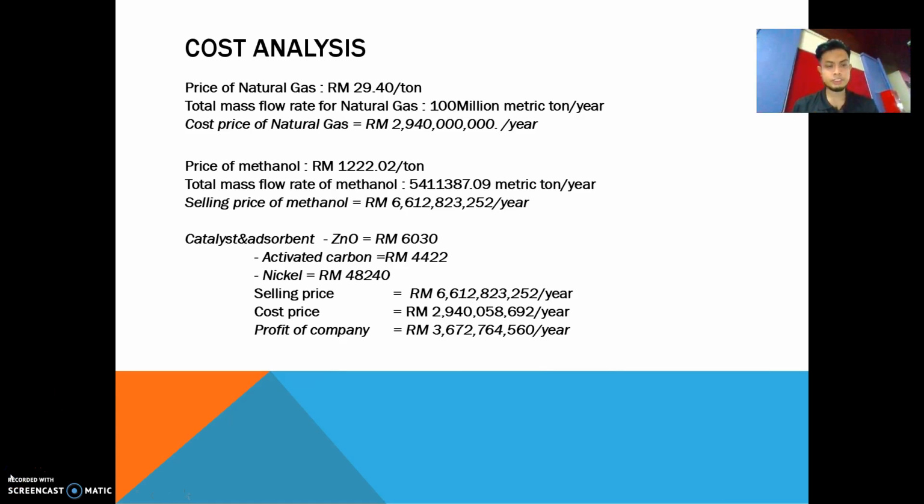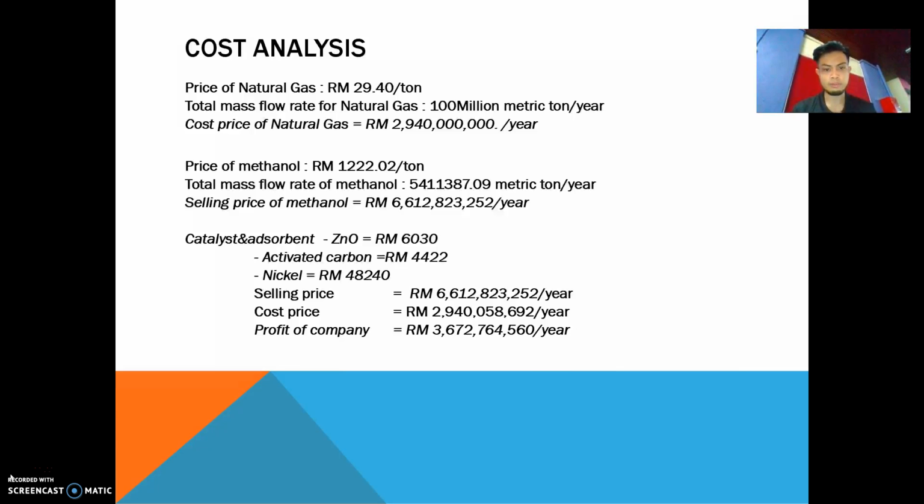So this is the cost analysis for our design. In order to obtain the cost price for natural gas, we need to multiply the total mass flow rate of natural gas by the price of natural gas, and then we get 2,940,000 per year. To get the selling price of methanol, we multiply the mass flow rate of methanol by the price of methanol per ton, and then we get 612,823,252 per year.